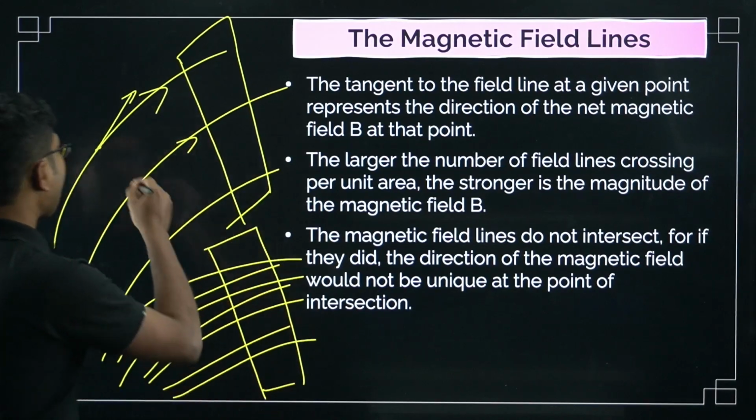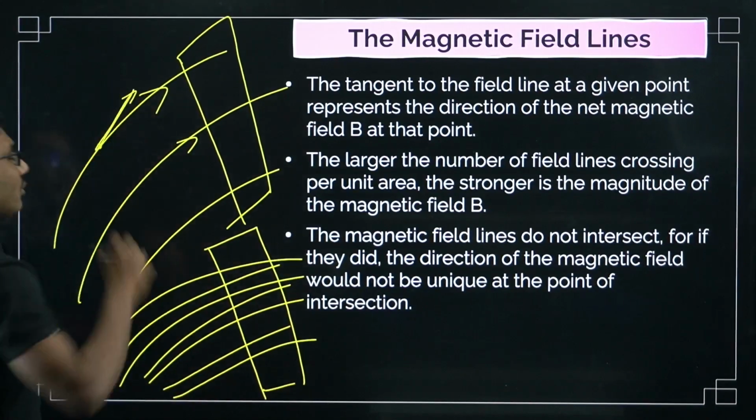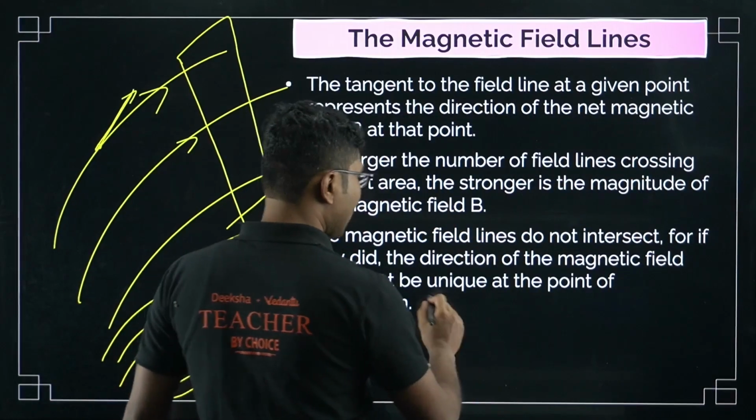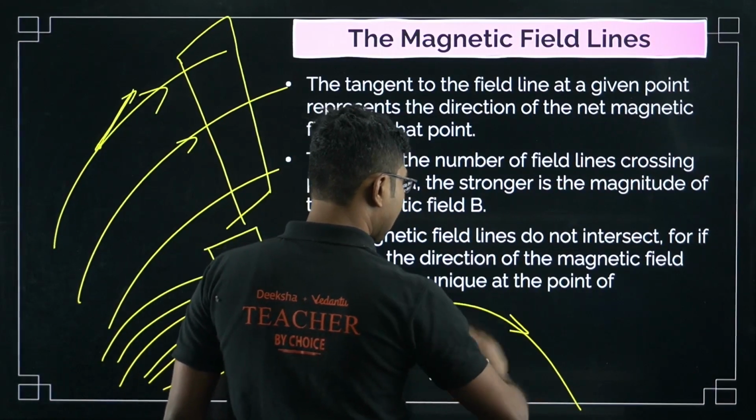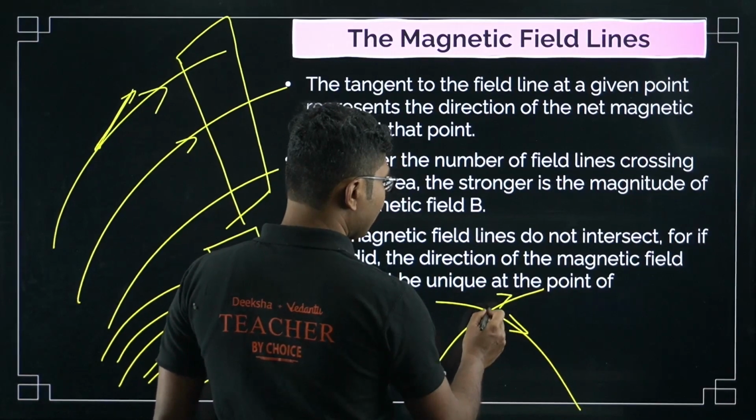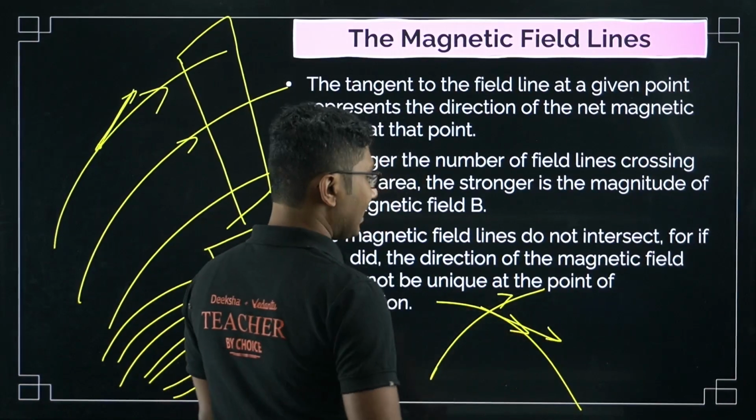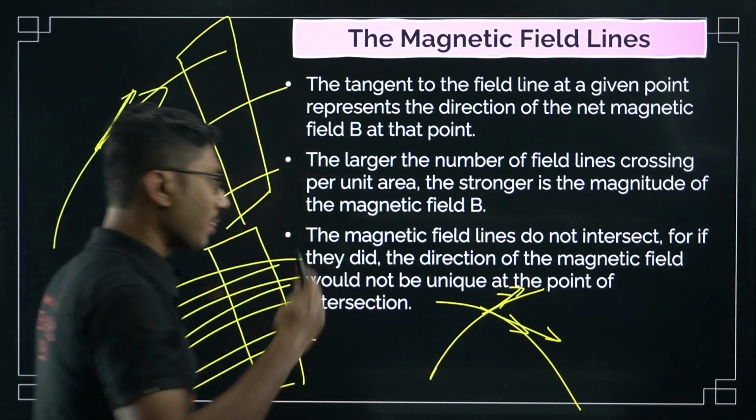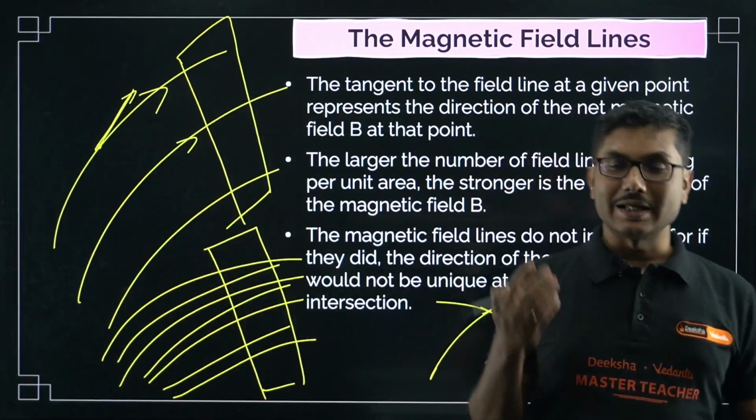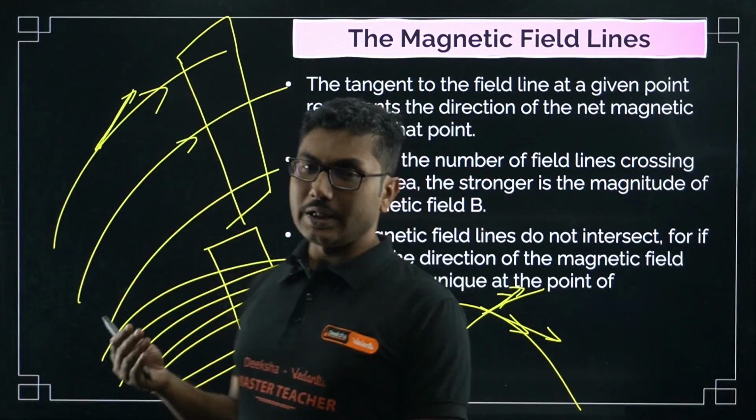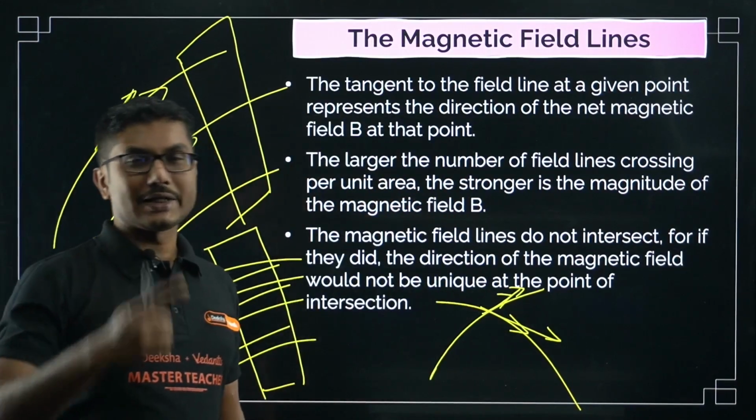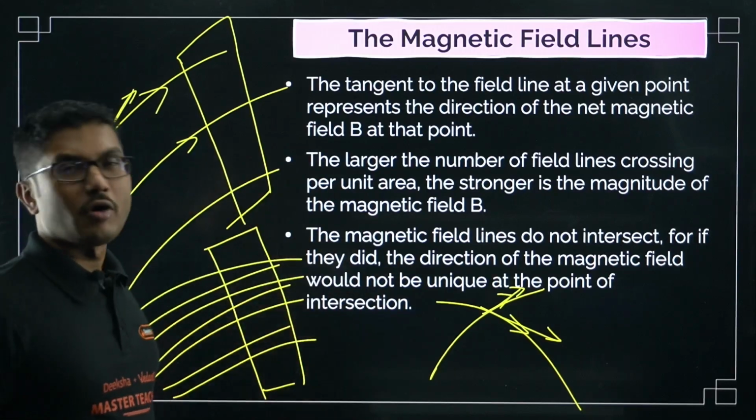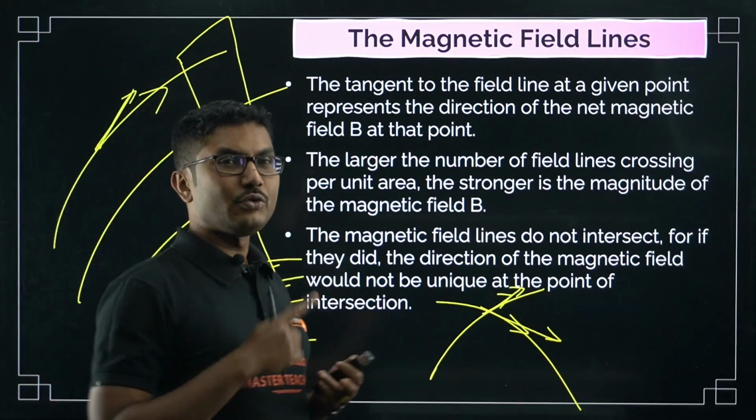So direction of magnetic field, we already know that the tangent drawn at the point represents the direction of magnetic field lines. Now in case two magnetic field lines cross, suppose this line and this line cross, then according to this line the magnetic field is in this direction, and this line will say it is in this direction, which is not possible. The magnetic field is a unique vector quantity, so it will only have one direction, it cannot have multiple directions. That is why it is impossible for two magnetic field lines to intersect each other.